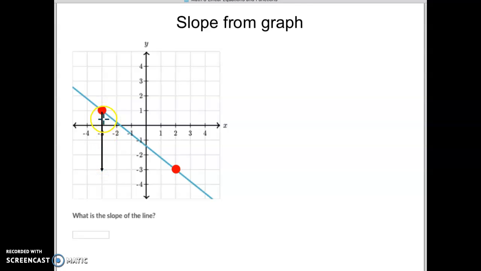And you might say, well, it went down 1, 2, 3, 4 spots. And then how much did it go over? Back over to this spot right here. And you might say it went over 1, 2, 3, 4, 5. So it went down 4, over 5. How do we write that? I'm going to write that right here, you guys, in the circle. It went down 4 over 5, and that's our slope. Negative 4 over 5.